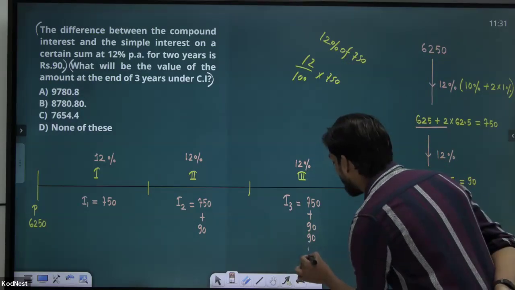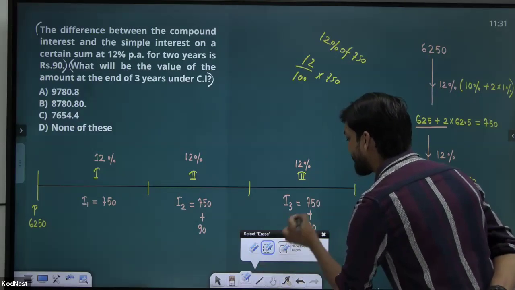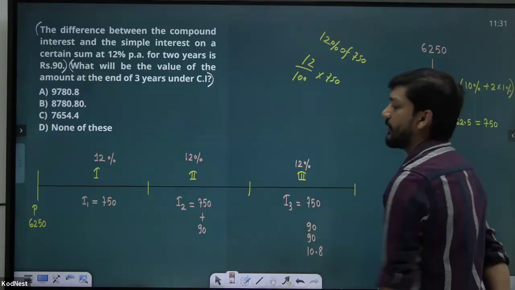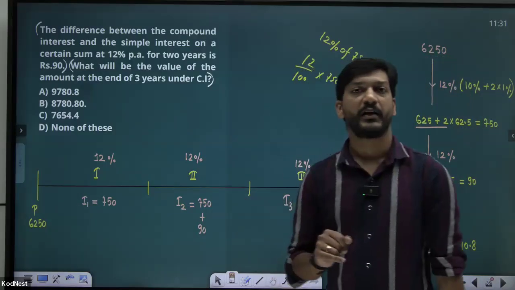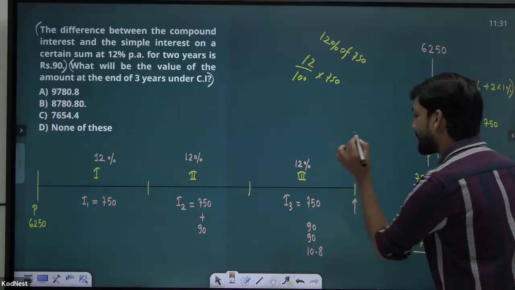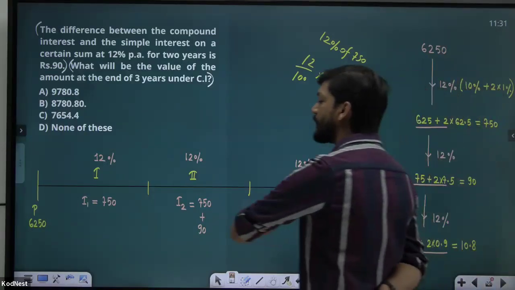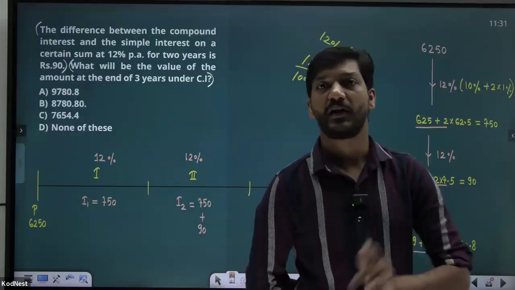10.8. Okay, don't write the plus sign, it's a waste of time. All right, so this all is your interest. What they are asking is, what is the final balance? Final balance means everything must be added, then you will get the final account balance.